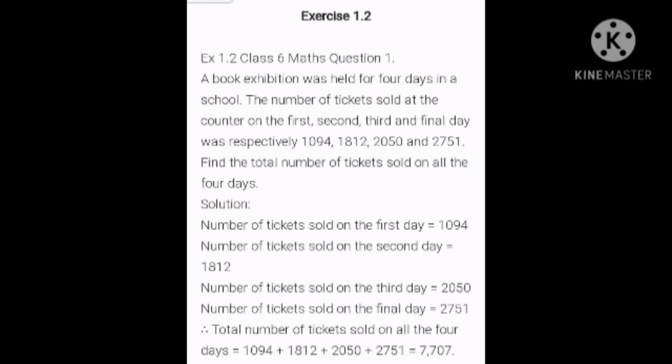Number of tickets sold on the first day is 1094, second day 1812, third day 2050, fourth day it is 2751. So what I said, total means it is addition. So you are going to add all the numbers. So what will you get finally? 7707. So 7707 was the total number of tickets sold on all the 4 days.